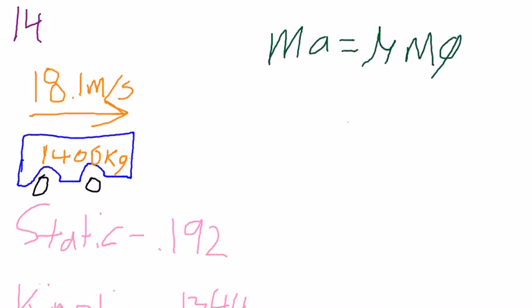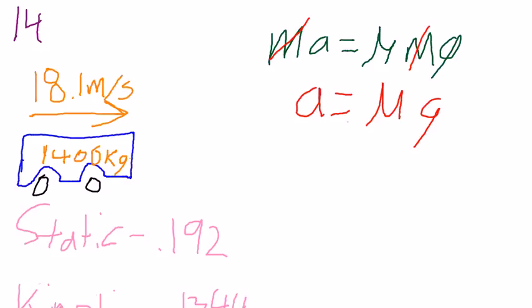So I provided you with a formula up at the top right corner in green, and it's ma, which is the net force, equals mu mg, which is mu times the normal force, and that equals the force of friction. And because m is on both sides, m is going to cancel out, so it's going to be a equals mu g. Sorry about all the noise in the background. So you have acceleration equals mu times g, because the masses cancel each other out.